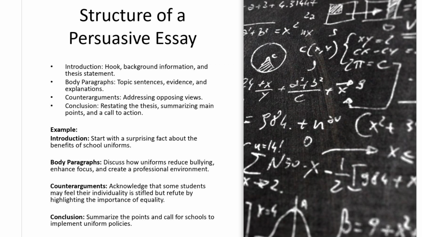For example, introduction: start with a surprising fact about the benefits of school uniforms. Body paragraphs: discuss how uniforms reduce bullying, enhance focus, and create a professional environment. Counter-arguments: acknowledge that some students may feel their individuality is stifled, but refute this by highlighting the importance of equality. Conclusion: summarize the main points and call for schools to implement uniform policies.